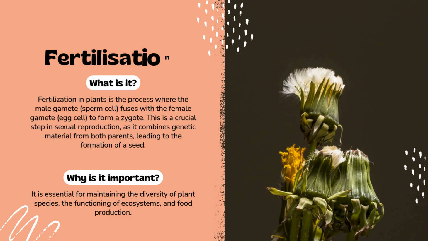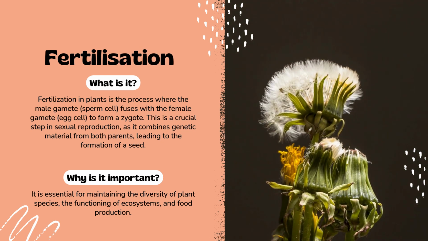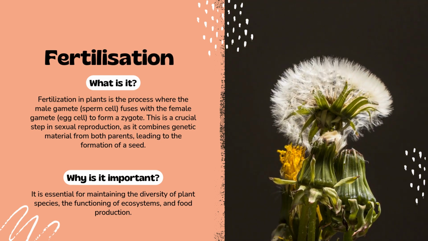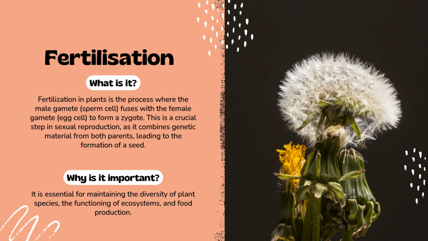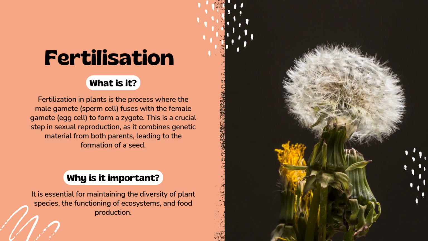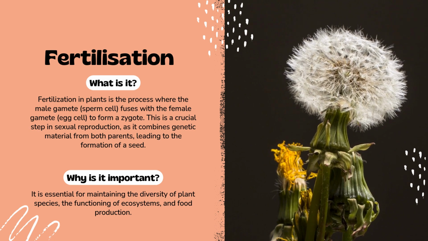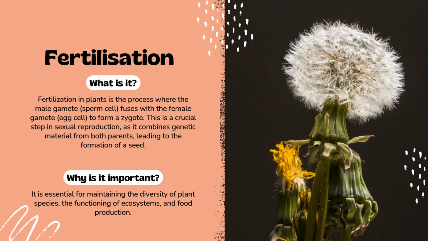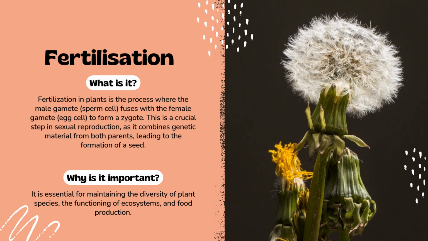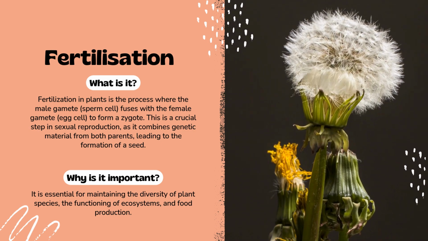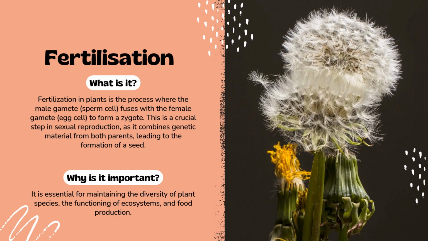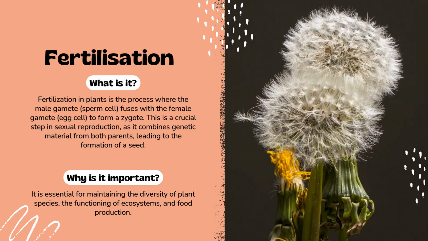Now, dear students, let's talk about fertilization in plants. Fertilization in plants is the process where the male gamete, sperm cell, fuses with the female gamete, egg cell, to form a zygote. This is a crucial step in sexual reproduction, as it combines genetic material from both parents, leading to the formation of a seed. It is essential for maintaining the diversity of plant species, the functioning of ecosystems, and food production.